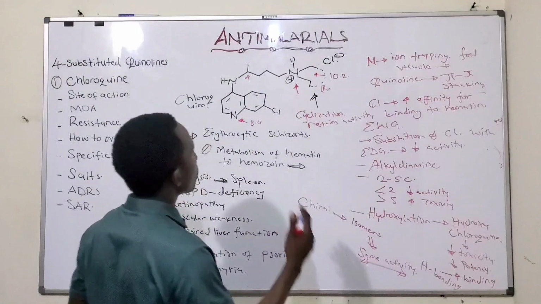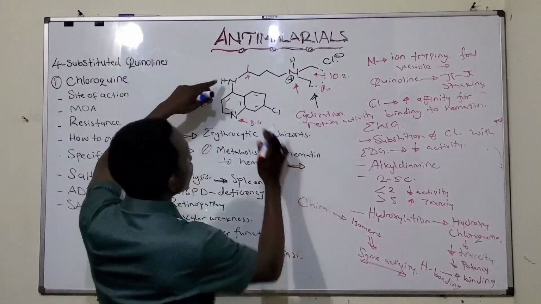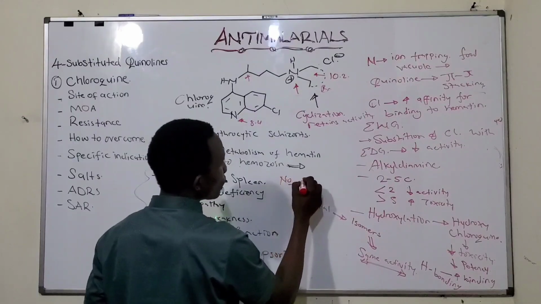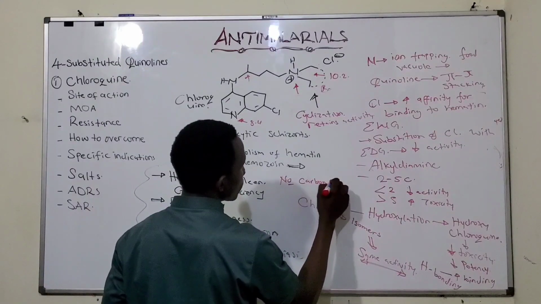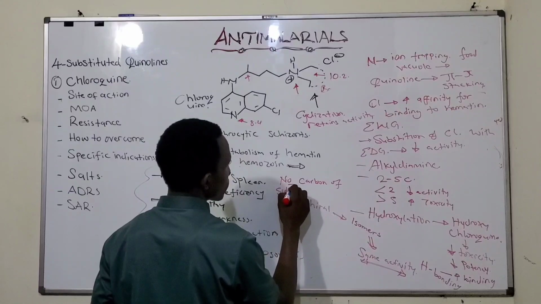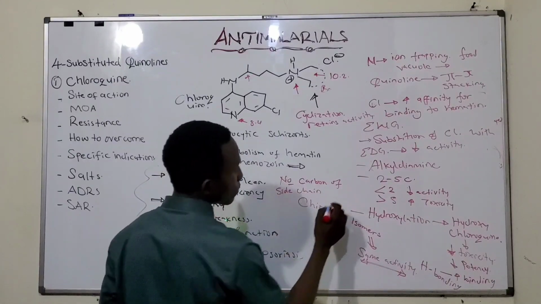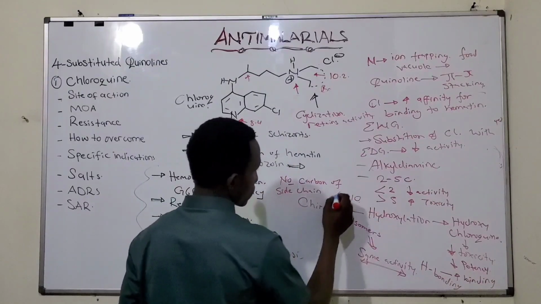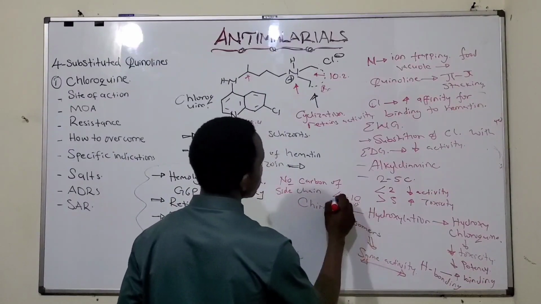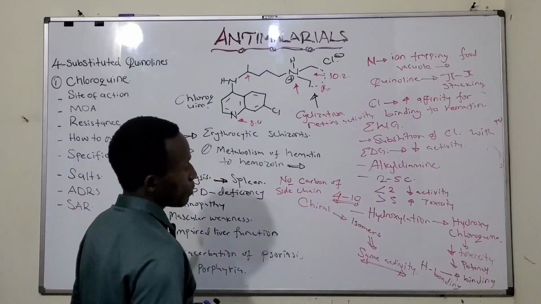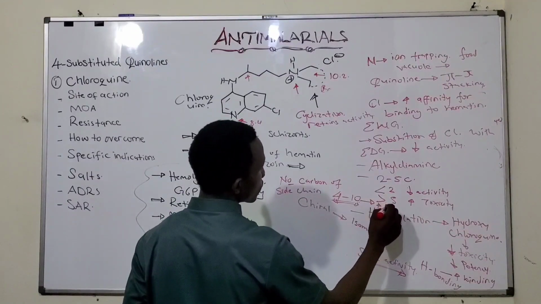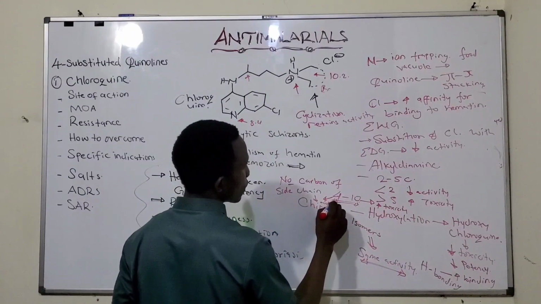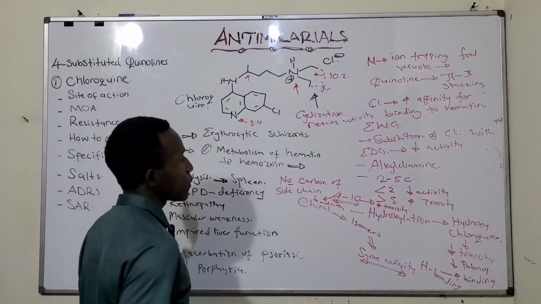Also, the number of carbon atoms of the side chain, from this position up to the end, should be between 4 to 10 for optimum activity. More than this will increase toxicity, and below 4 reduces activity.